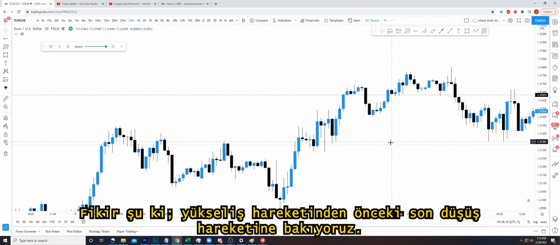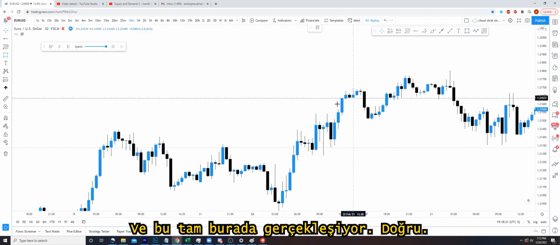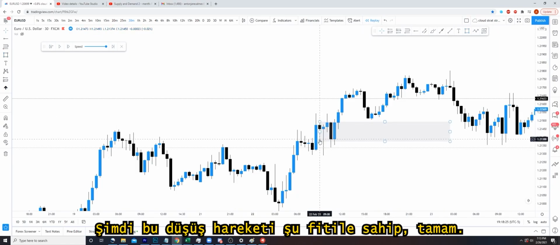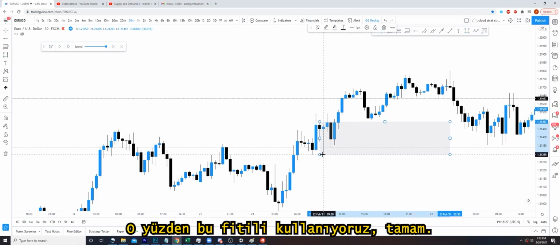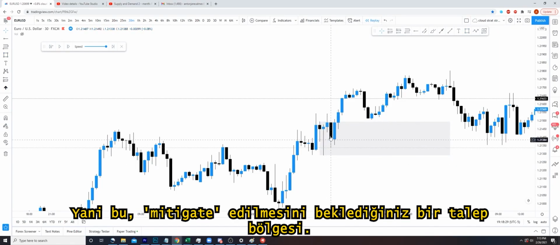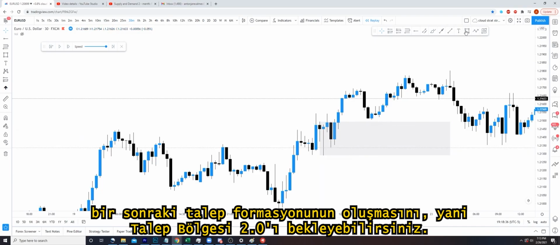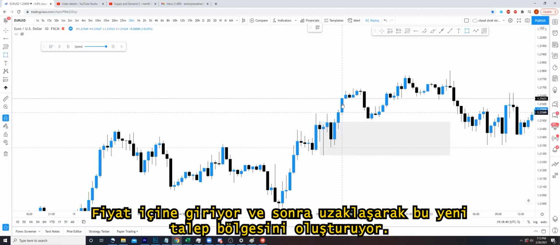So the idea is that we look at our last down move before the up move, and that happens right here, right? Here's your last down move before the up move. Now this down move has this wick here, so we use that wick, okay? So this is a demand zone that you're waiting to get mitigated. Now, instead of just trading this as a buy, you can wait for the next demand zone to form, which is this demand zone 2.0, right? Price comes into it and then moves away, forming this new demand zone.